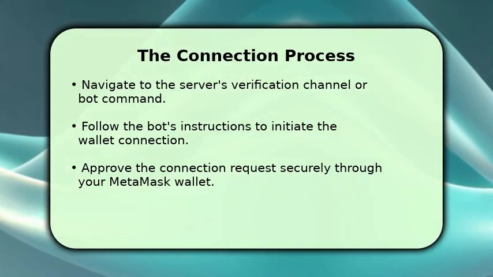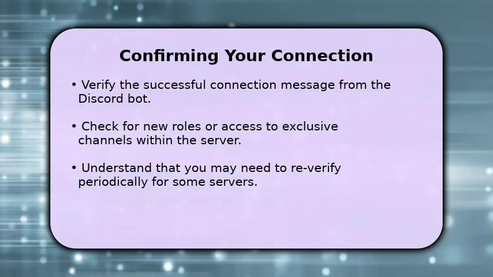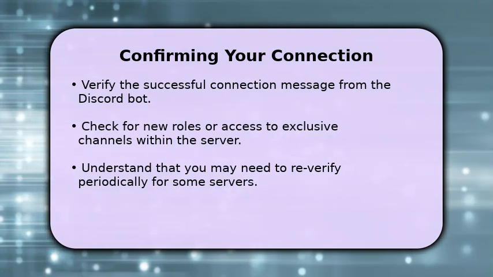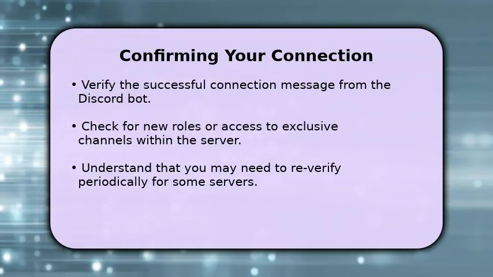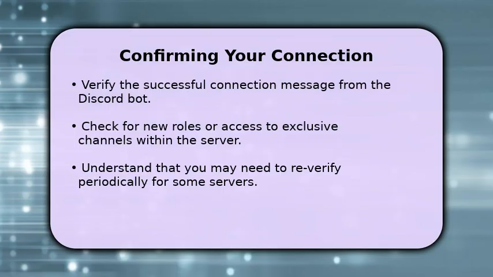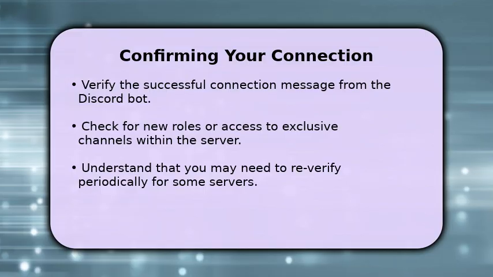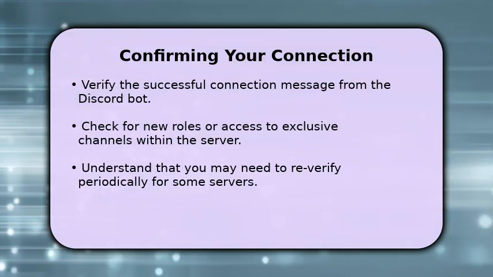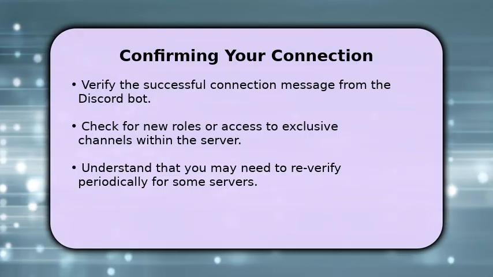Carefully review the connection request in MetaMask, then approve the transaction. Once you approve the connection in MetaMask, return to Discord. The bot should provide a confirmation message indicating a successful link. You should then automatically receive new roles or gain access to previously restricted channels, depending on the server's setup. Remember, you are not sending any funds, just proving ownership.